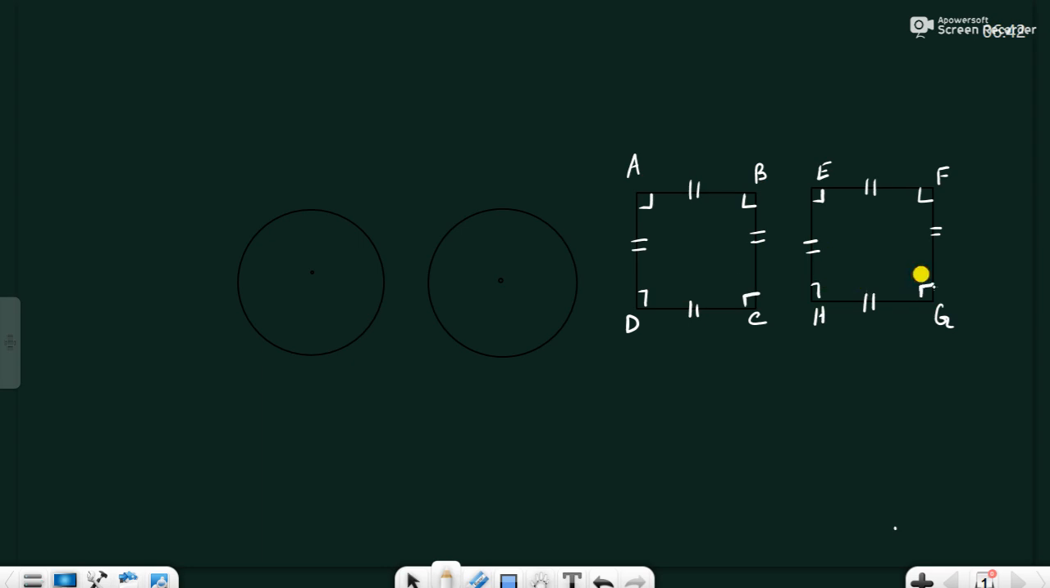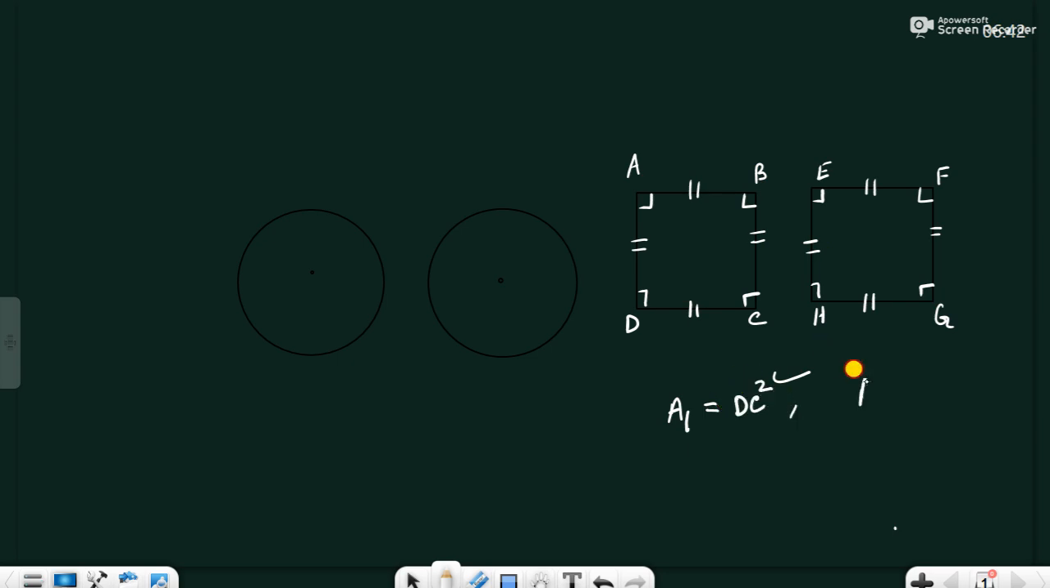And this is 90 degrees. Then you can say that these two squares are congruent to each other. Congruent means they are equal in all respects. If you find the area of this square, area A1, area means side into side, that is length square, or you can say it as DC square.